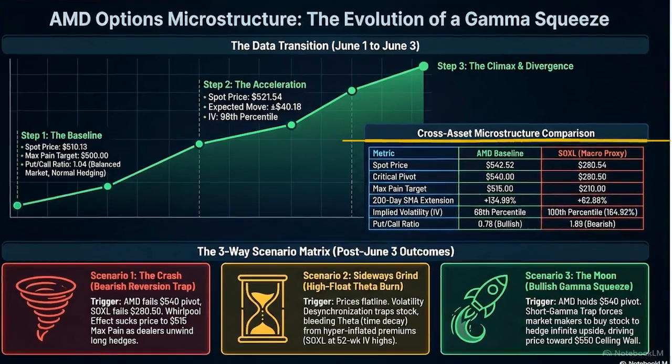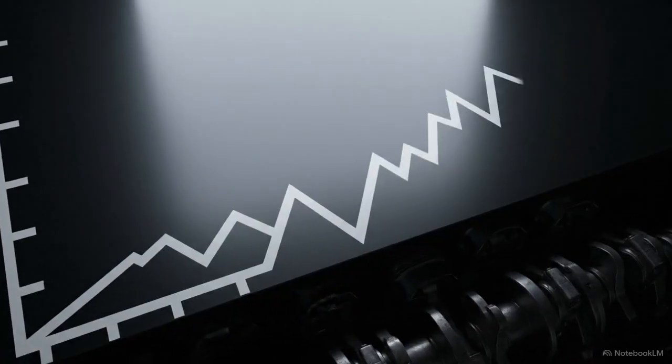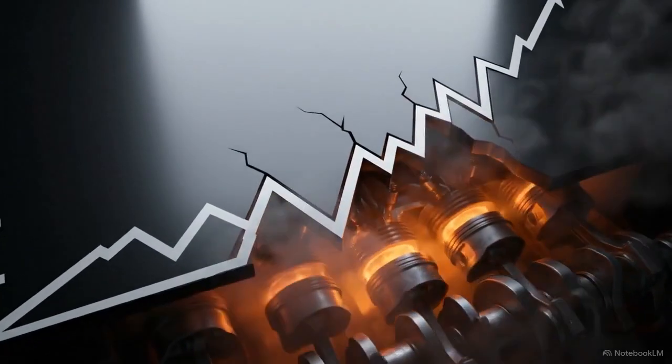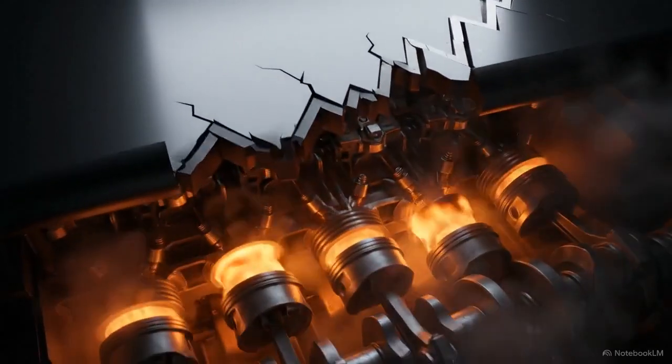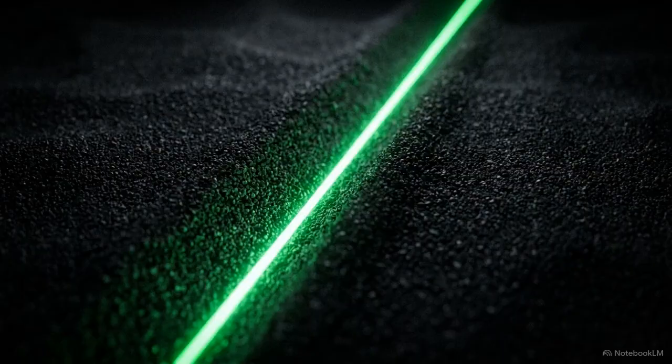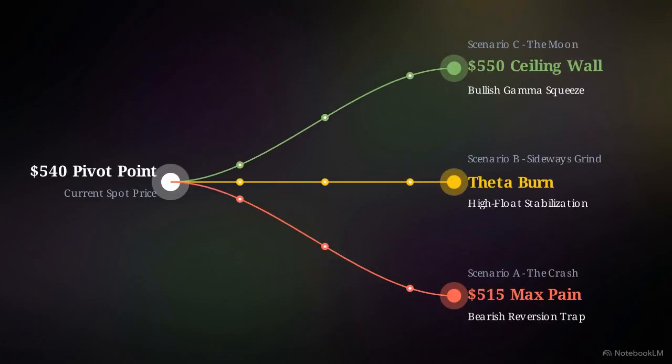By tracking dealer hedging requirements, volatility limits, and sector-wide gravity, the mechanical constraints of the chart reveal themselves. Generic chart patterns often ignore the mechanical engine moving the asset. Predicting the next move requires an analysis of dealer positioning and volatility boundaries. The $540 line in the sand is drawn. By understanding the microstructure, you know exactly what forces will trigger the next move.